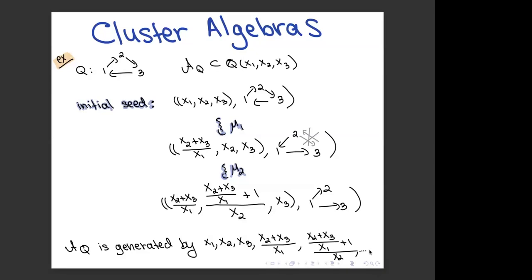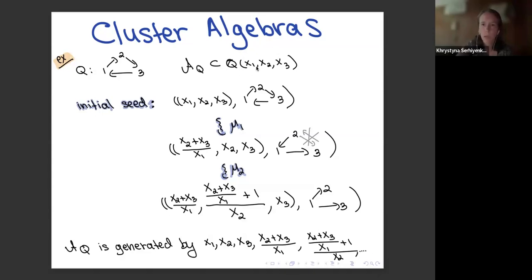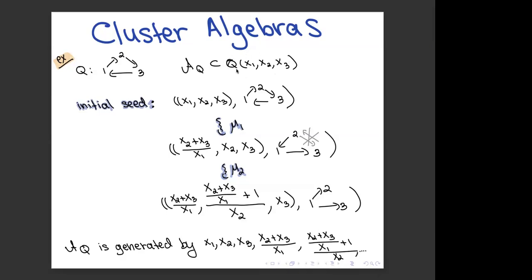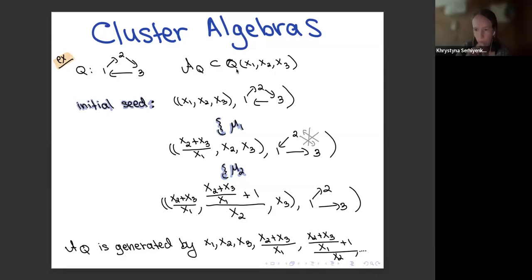Could you please repeat what is Q of x1, x2, x3? Oh, this is the field of rational functions on the variables x1, x2, x3. So the elements are polynomials in these variables divided by polynomials in these variables, with coefficients in the rational numbers. Actually, these will be integers even, but that's okay. I mean, the cluster variables will have coefficients as integers, but yeah.